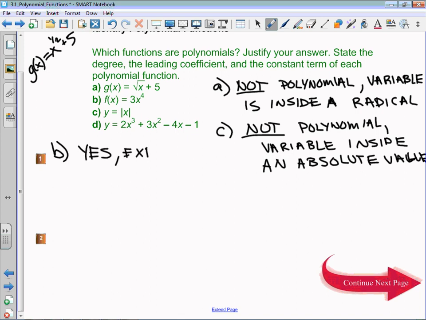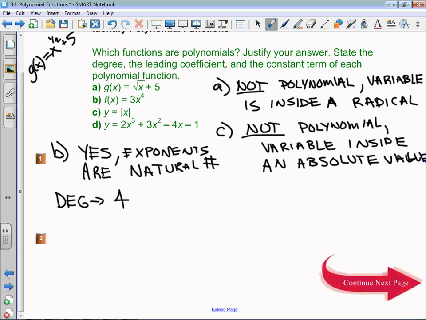Exponents are natural numbers. There's only one natural exponent there. And then it wants us to state the leading coefficient, the degree, and the constant. All right, now I'm going to do degree first. It is just the highest exponent on x, so that would be degree 4. There's only one exponent on x there.